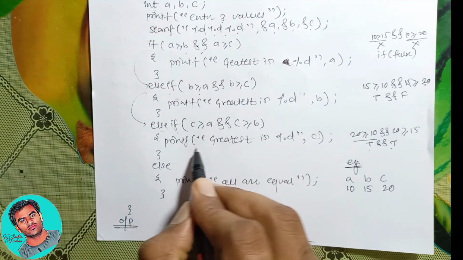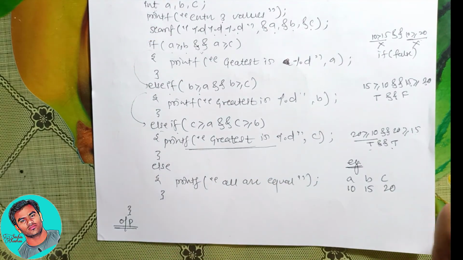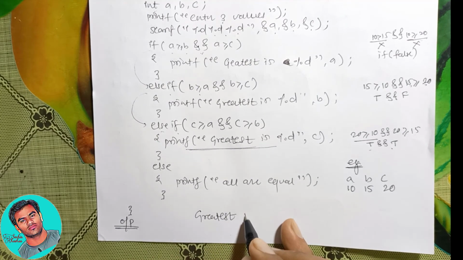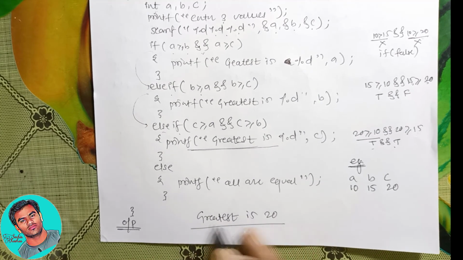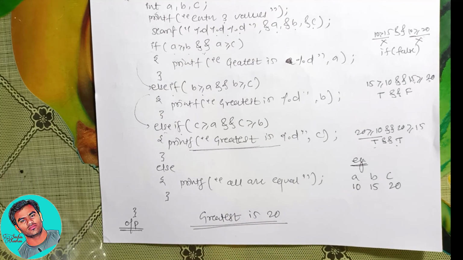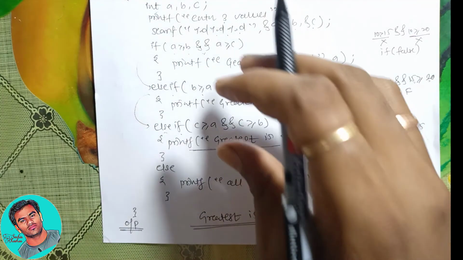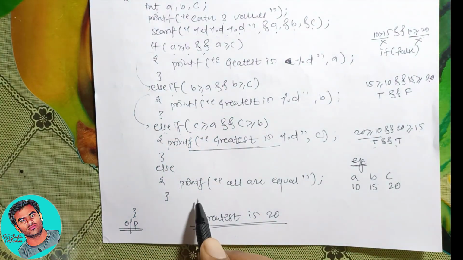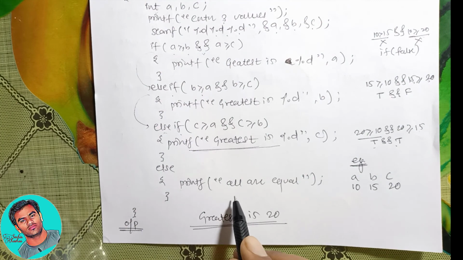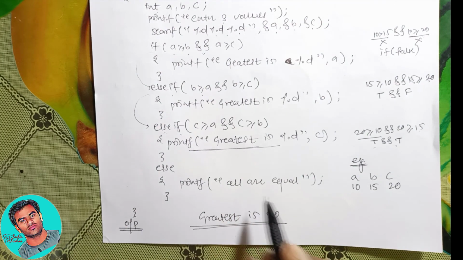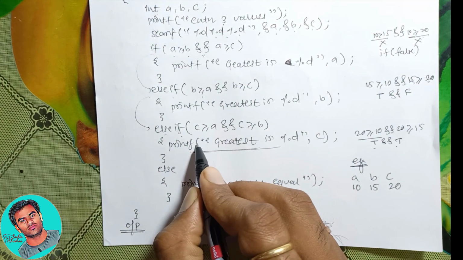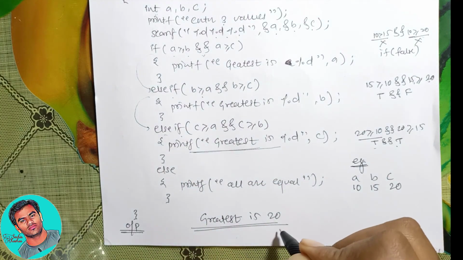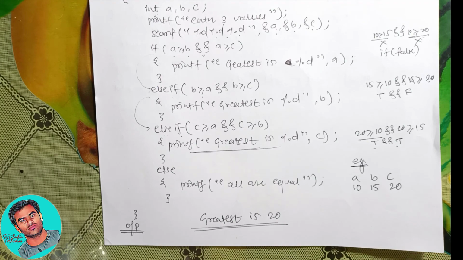That's why only this block gets executed, and it will print the output: greatest is 20. If all these conditions get false, at last the else statement will be executed, and it will print that all are equal. But here the condition of this third else if statement is satisfied, so it will print the output 20. I hope you understood well. Thank you.